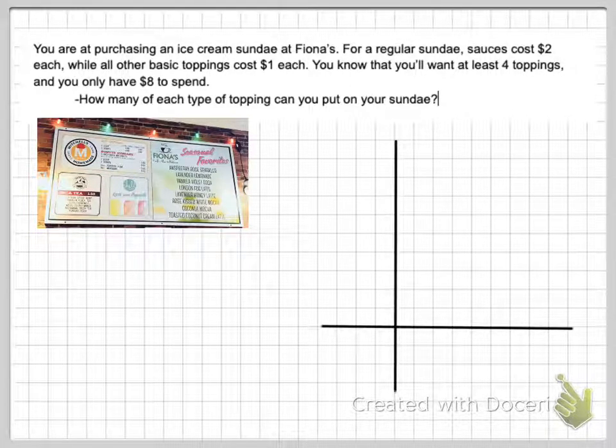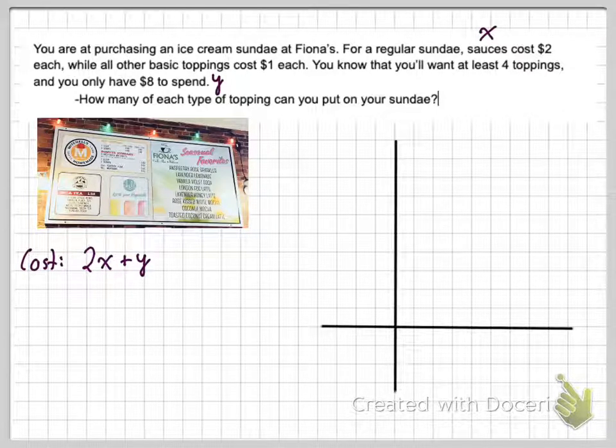So what we're going to do here, similar to the last video, is make 2 equations, one in terms of cost and the other in terms of quantity, and then we're going to make an inequality from there. So for our cost equation, let's call the sauces x and the other toppings y. $2 per sauce plus $1 per other topping.